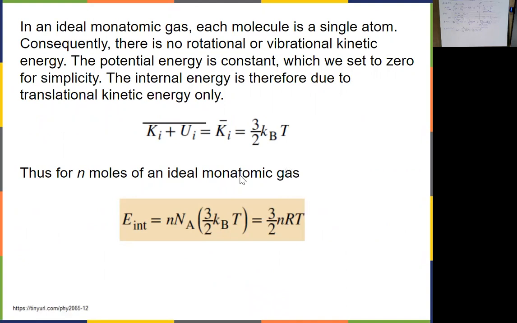This is for one molecule. If you have n moles of it, you multiply by Avogadro's number and then by 3/2 kBT, which is equivalent to 3/2 nRT. So that's the internal energy for an ideal monatomic gas system. Pay attention here, it's a monatomic gas system, so there's no vibration of the atoms in a molecule.